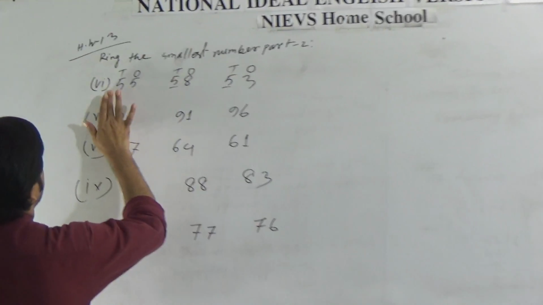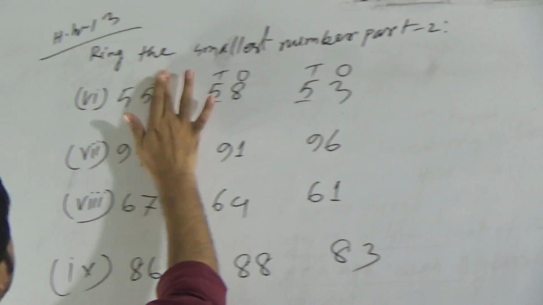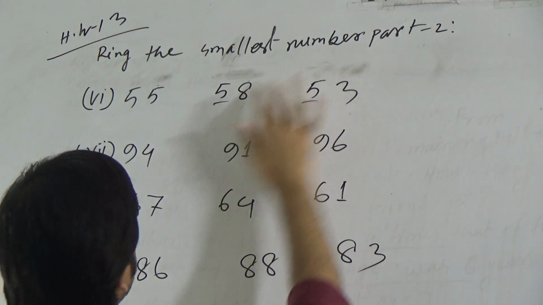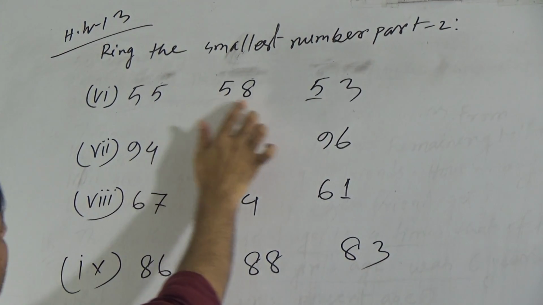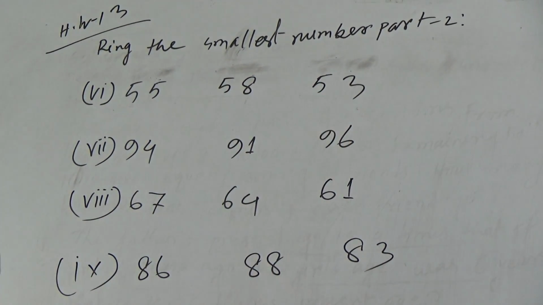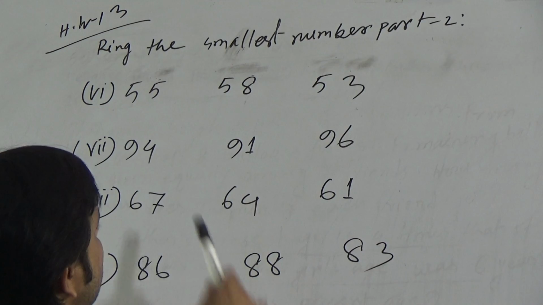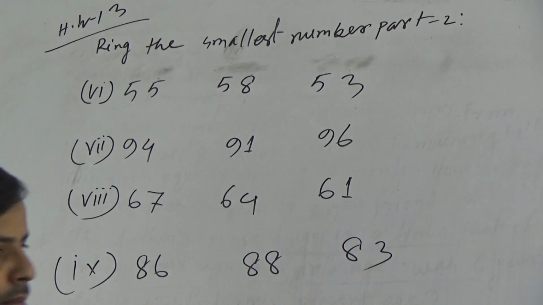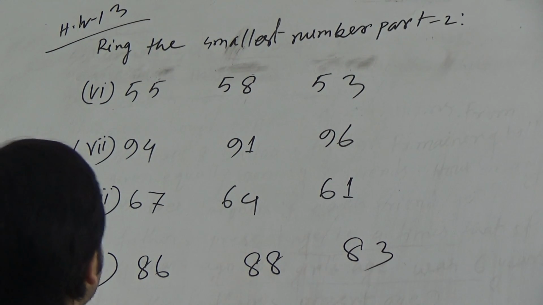First question, that is question 6. 3 numbers are given here. These numbers are 55, 58 and 53. Dear students, we have to find out the smallest number from these 3. Then we have to give a circle on that number. Okay, dear students, let us see.